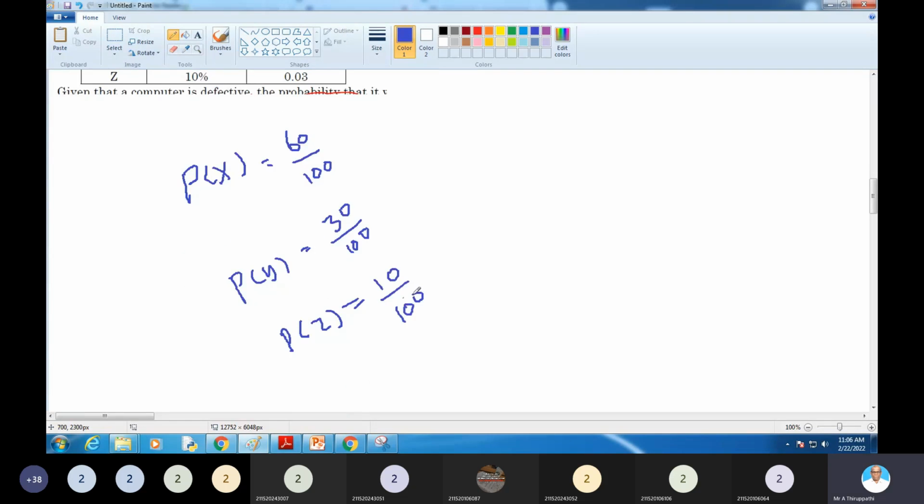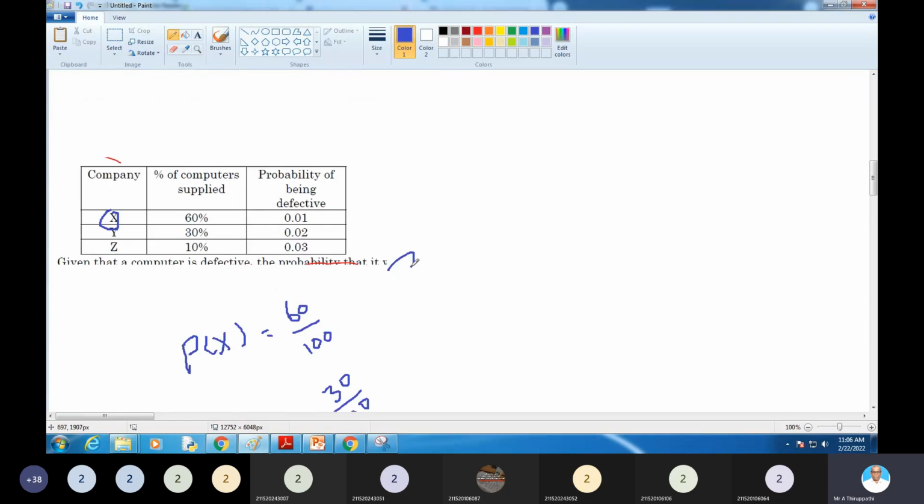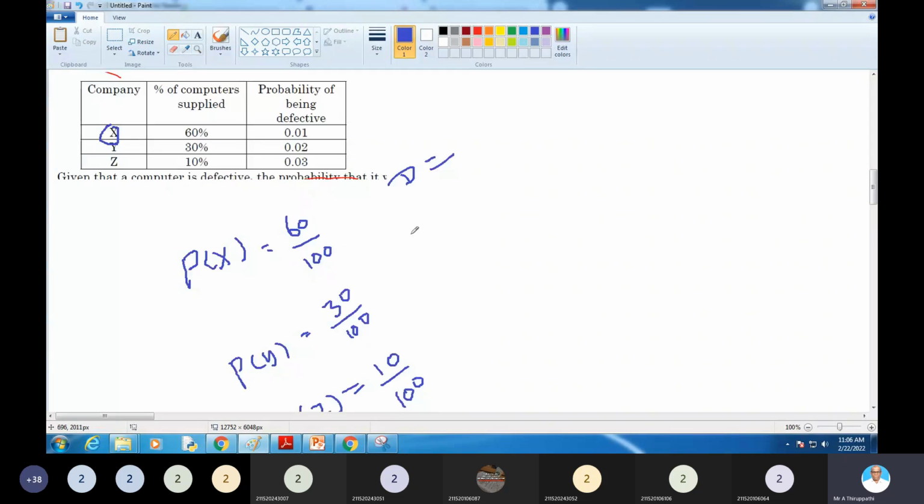Next, let D be the defective items, the probability of defective items. What is given? The probability of a defective item from X is 0.01. For our convenience, this can be written as 1 by 100.